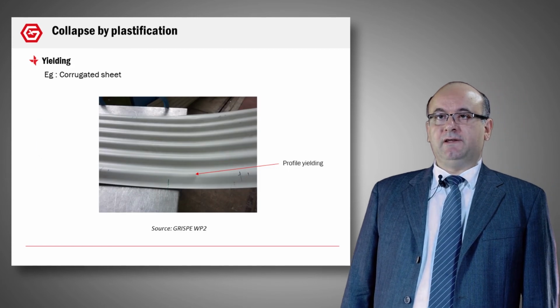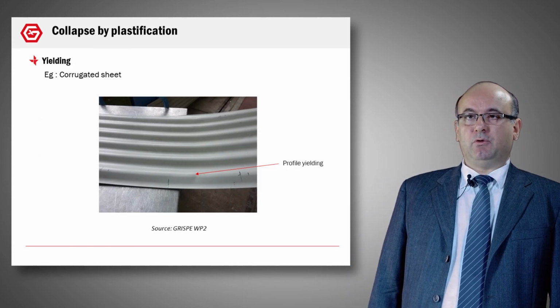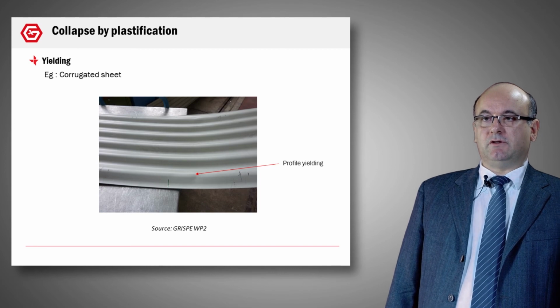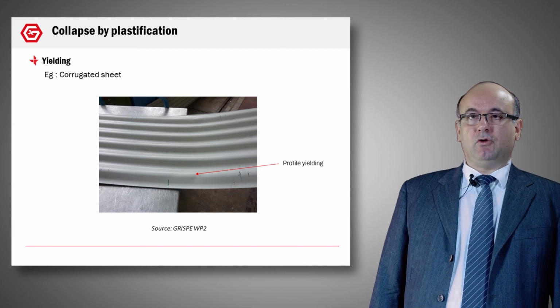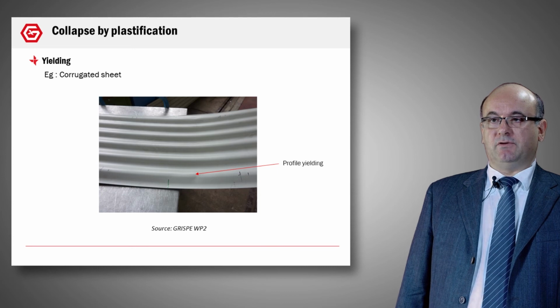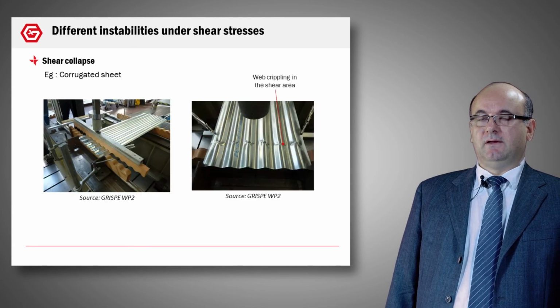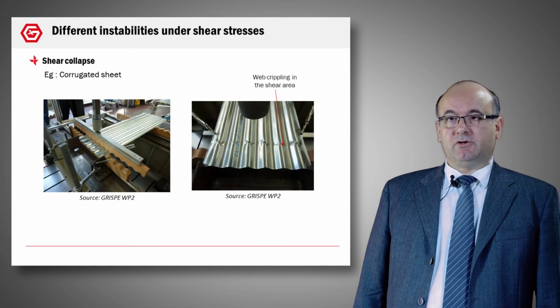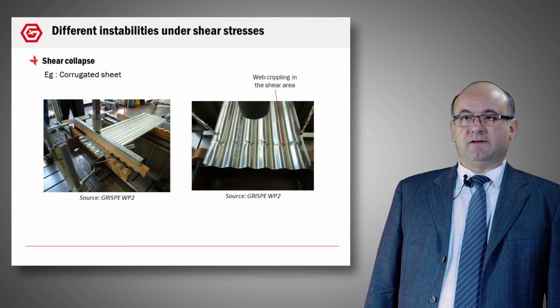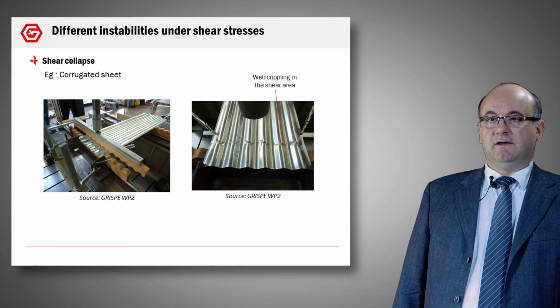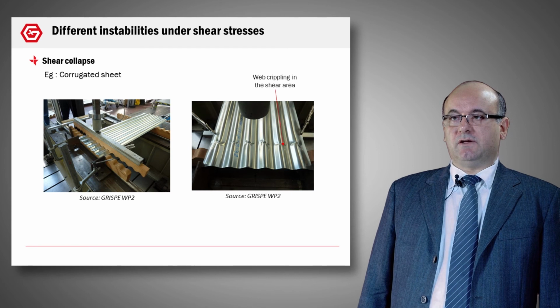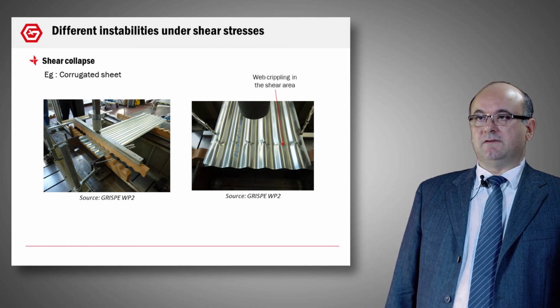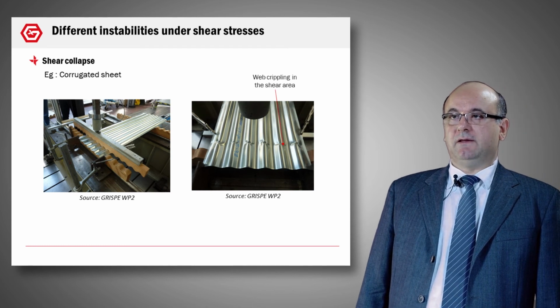Another phenomenon now, the yielding. This occurs very often with corrugated sheet. Depending on the shape of the profile, you can have a global plastification of the profile. It's the yielding. Another behavior now, the shear collapse. On the left, you can see the setup of this test, and on the right, you can see the consequences on the profiles. You can see again that we have a web crippling in the shear area.